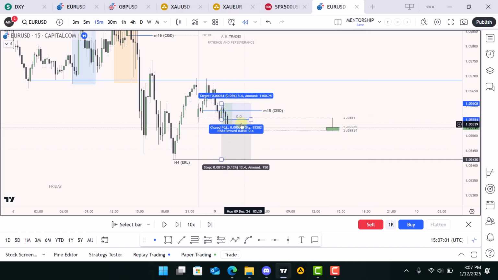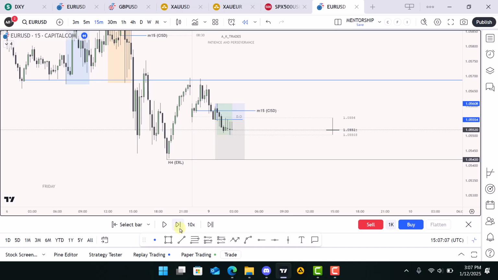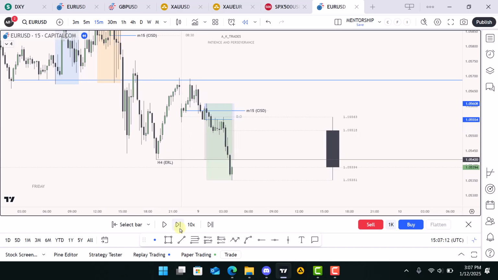We got tapped in here. Let's see whether our 4-hour external range liquidity will be taken out. Let's see what happens. Exactly. So I don't know why it's saying this is 0.4. I don't know what's wrong, but this doesn't look like 0.4 to me. It should be more than that. Well, let's say it's a glitch of the app or whatever.